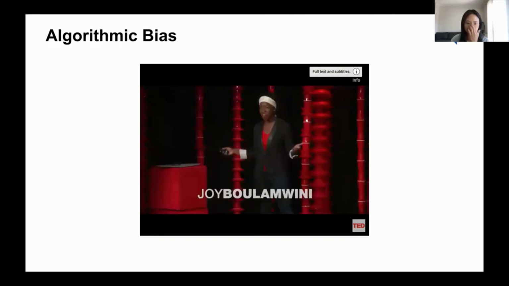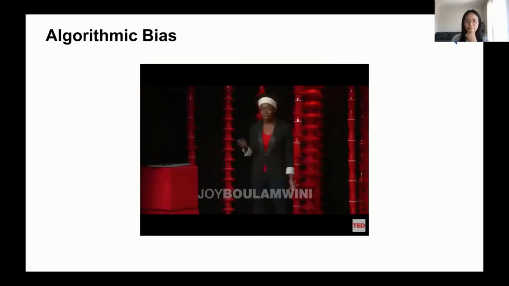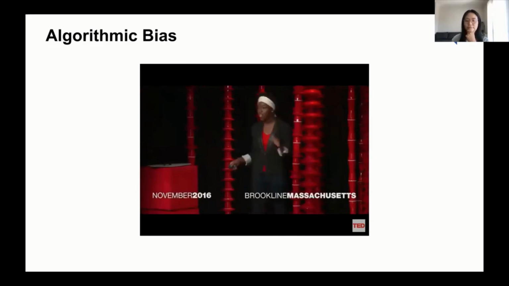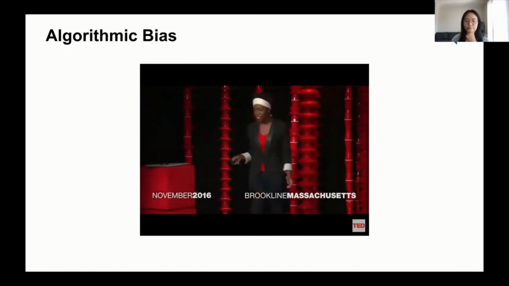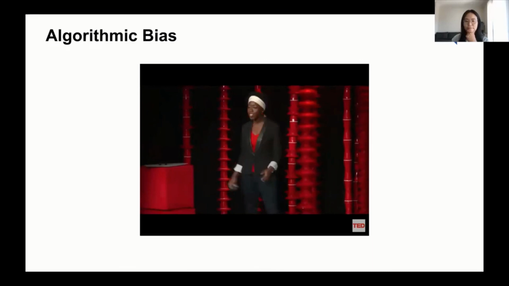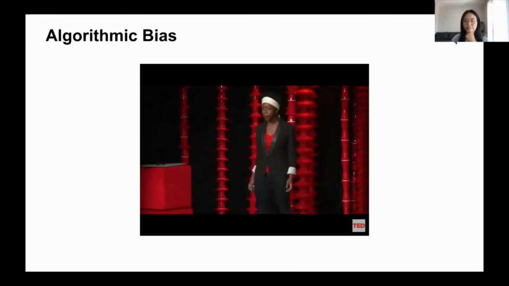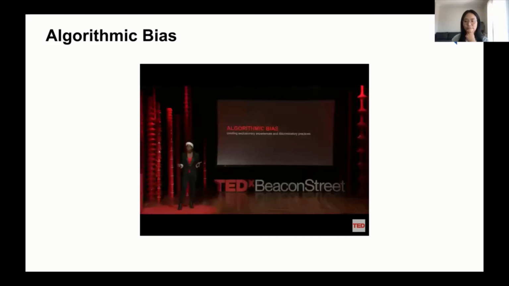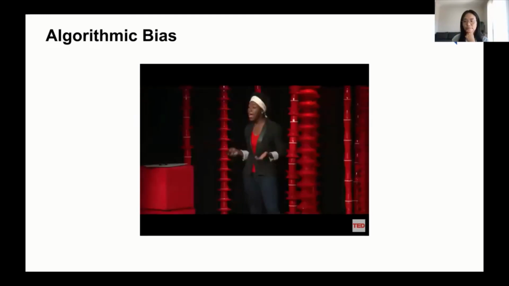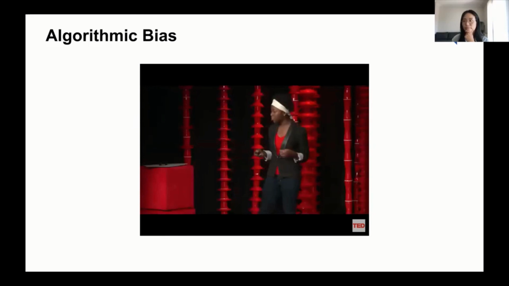Hello, I'm Joy, a poet of code on a mission to stop an unseen force that's rising, a force that I called the coded gaze, my term for algorithmic bias. Algorithmic bias, like human bias, results in unfairness. However, algorithms, like viruses, can spread bias on a massive scale at a rapid pace. Algorithmic bias can also lead to exclusionary experiences and discriminatory practices.